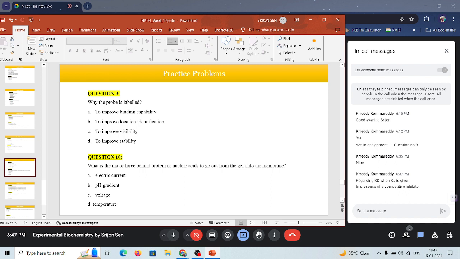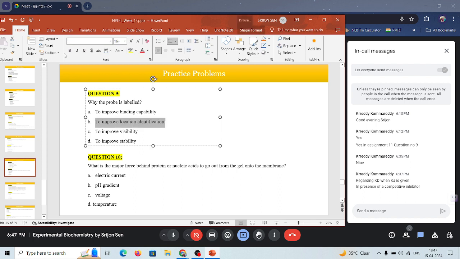To improve binding capability, to improve location identification. Yes, to improve the location identification. That is the correct answer.